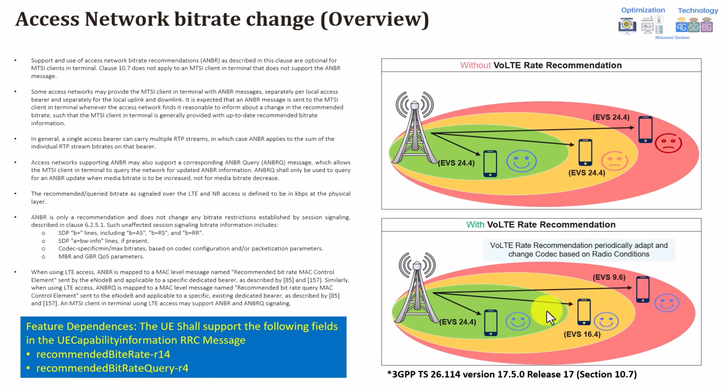So this is what will happen here. For example, if the eNodeB finds that the user is moving to a bad radio condition, it will send a new recommended codec rate, and the user will start negotiating with the terminating one or the other party to confirm that this is the new agreed codec rate, which shall be used by both originating and terminating. Both of them should use the same codec rate. But there is one very important point.